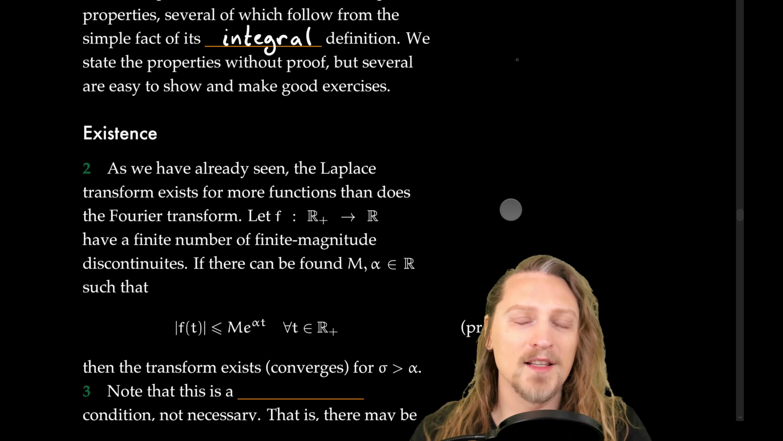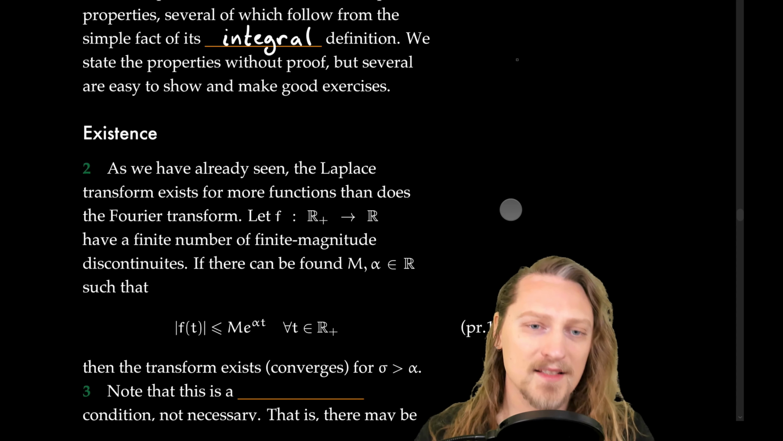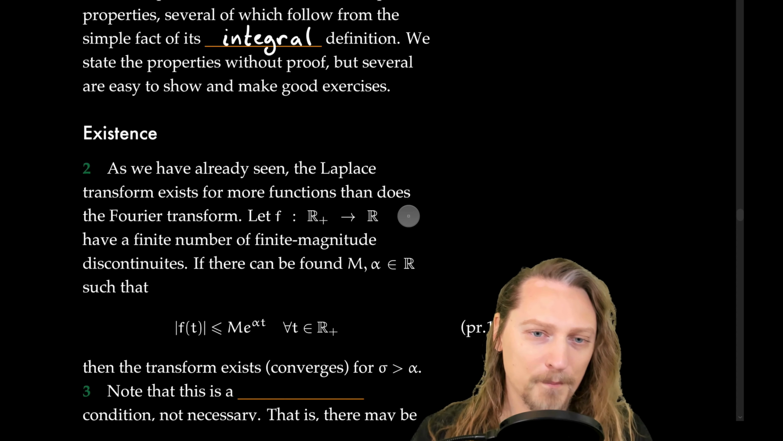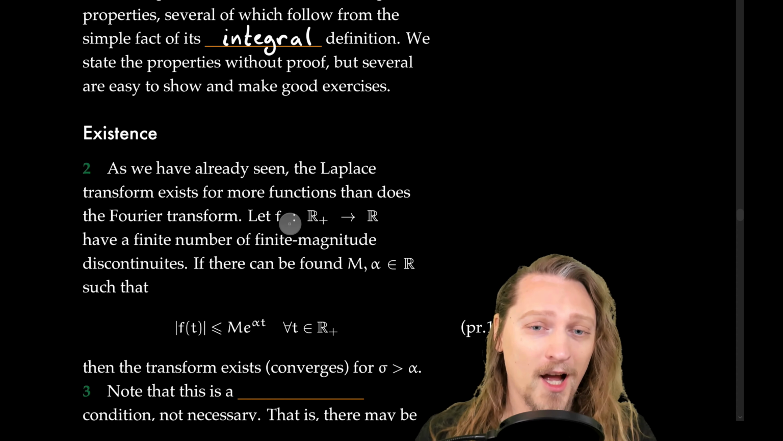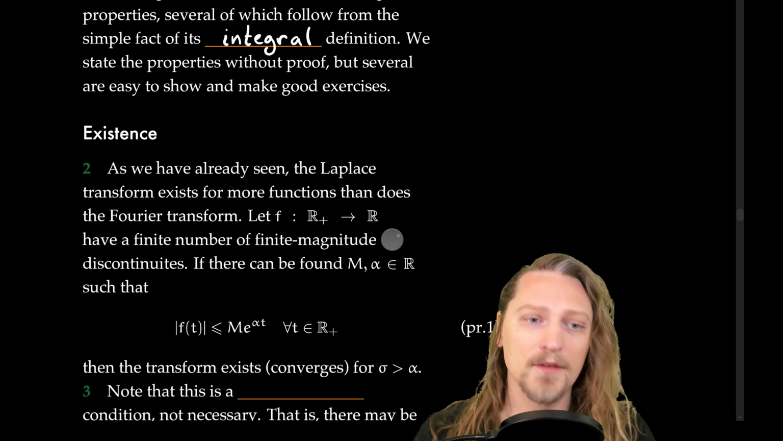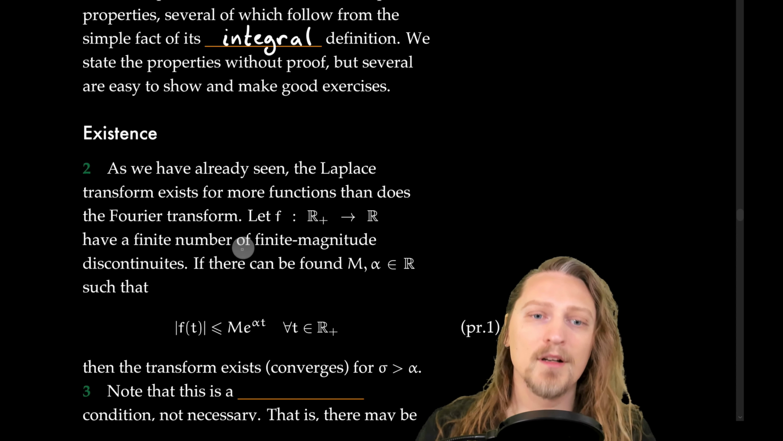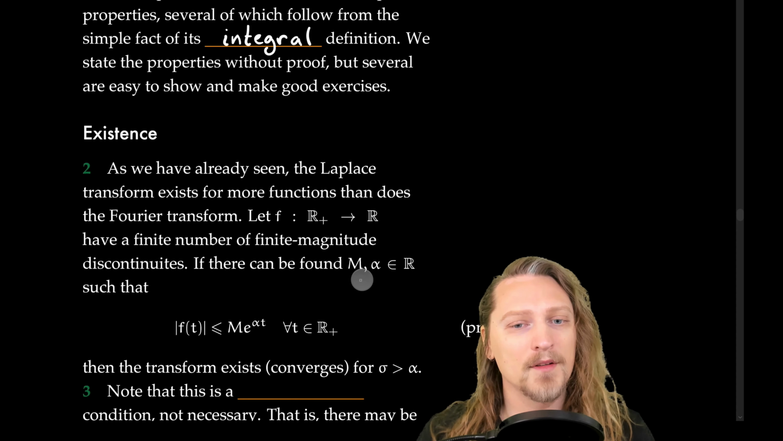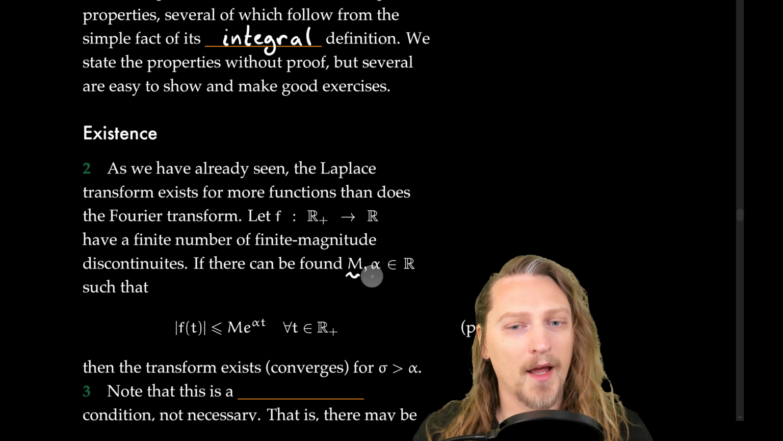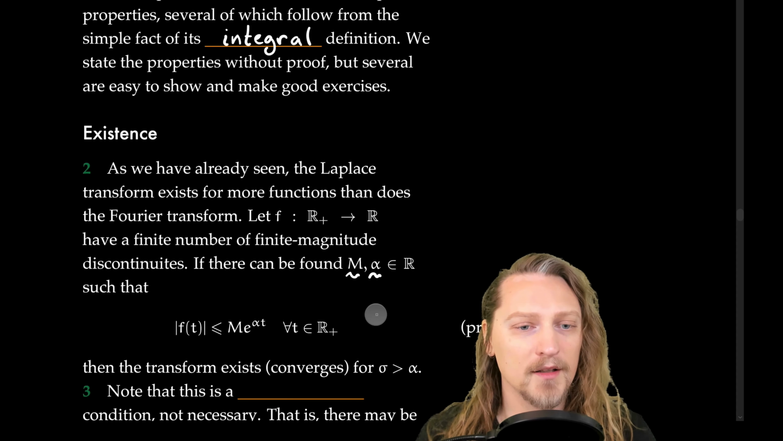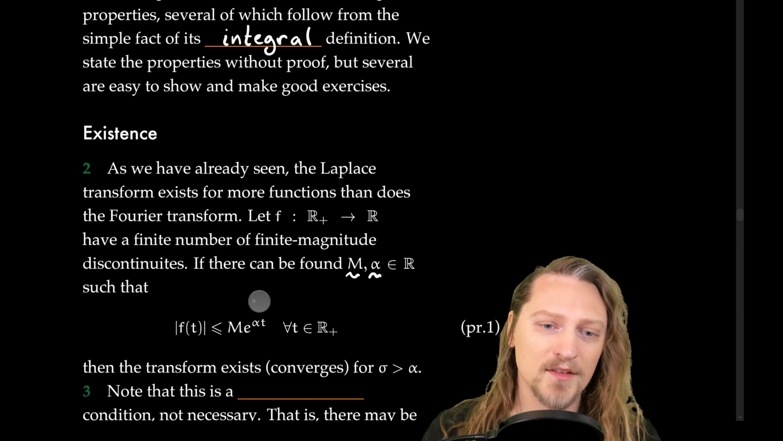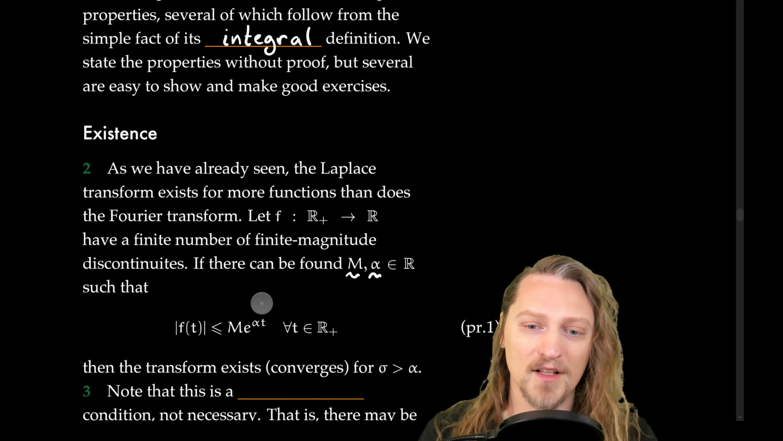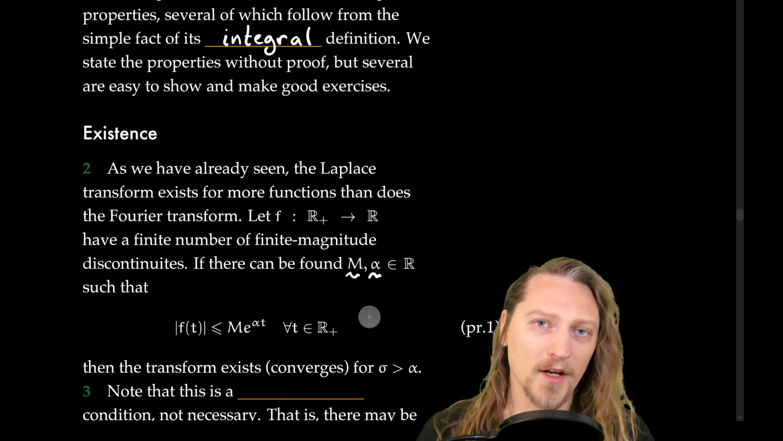As we have already seen, the Laplace transform exists for more functions than does the Fourier transform. Let f be a function of time on the non-negative reals to the reals, having a finite number of finite magnitude discontinuities. If there can be found some real number m and some real number alpha such that this holds, then the transform exists, meaning it converges, for sigma greater than alpha.